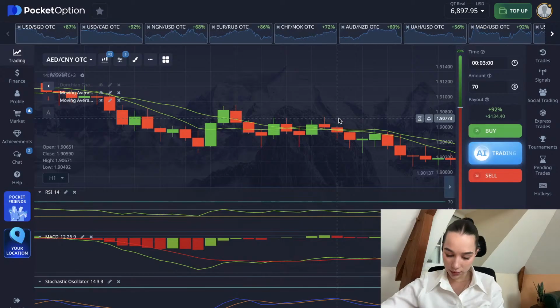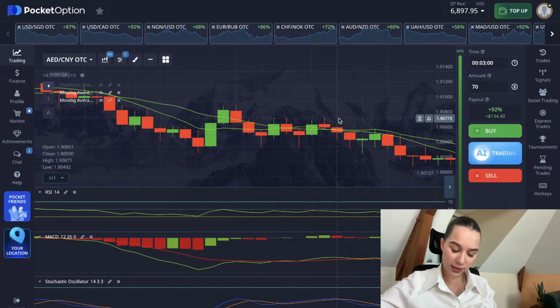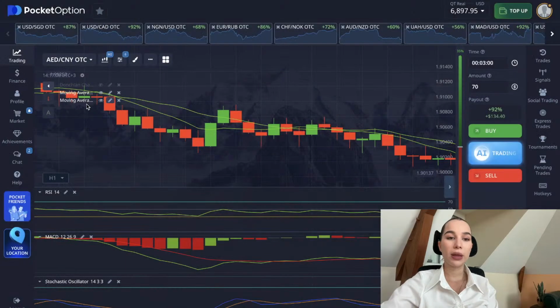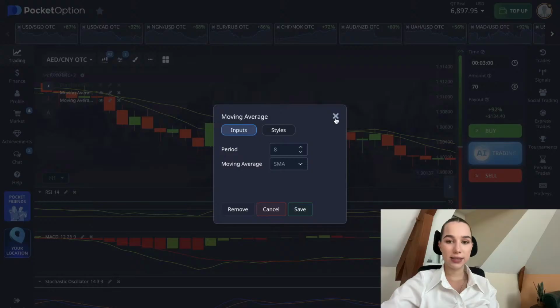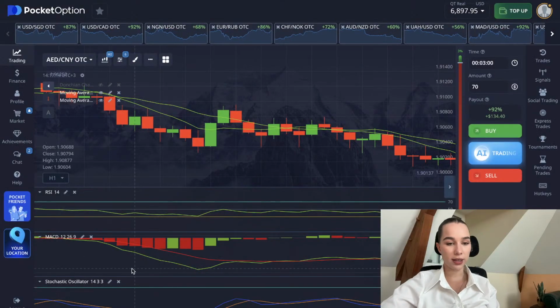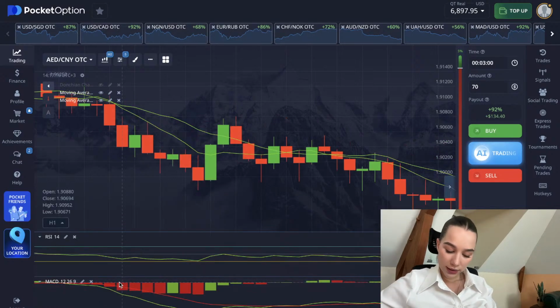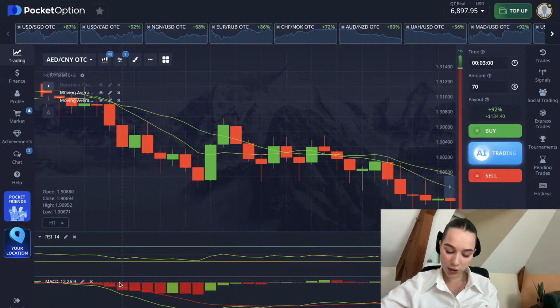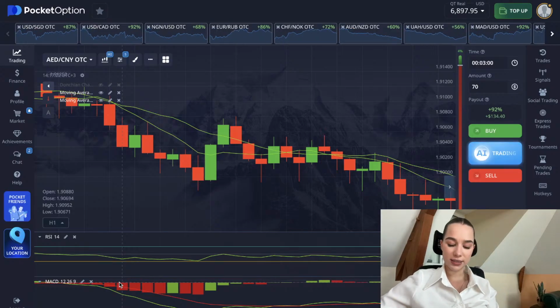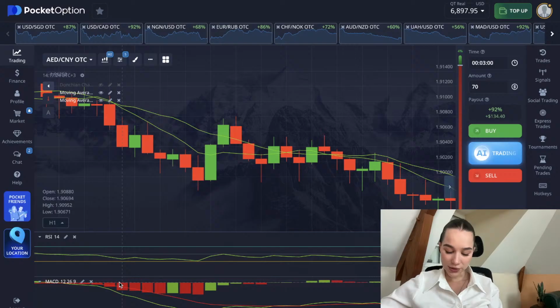For the SMA, 8 SMA, RSI default and MACD default. Moving average 14, not 40, 1, 4. Then another one is 8. RSI default and MACD default, yes, as well. Lisa, do the MACD and RSI guide the moving average also? What do you mean, guide? It all works together.